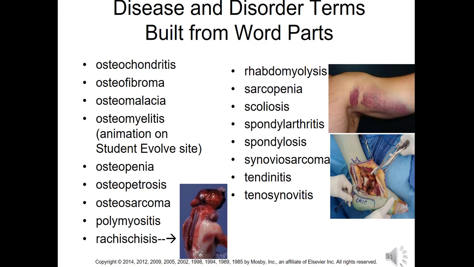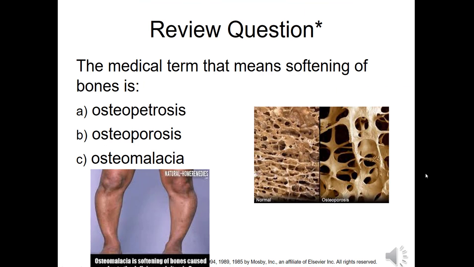Spondylarthritis is inflammation of the vertebral joints. Spondylosis is an abnormal condition of the vertebrae where they start to kind of change shape or change position. Synoviosarcoma is a malignant tumor of the synovial membrane. Tendinitis is inflammation of a tendon. And tenosynovitis is inflammation of the tendon and the synovial membrane.